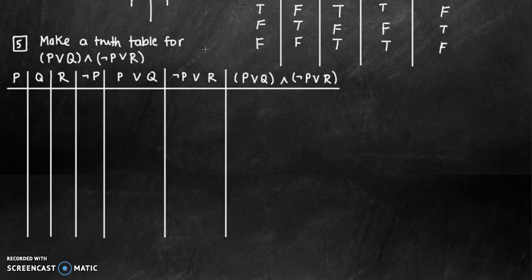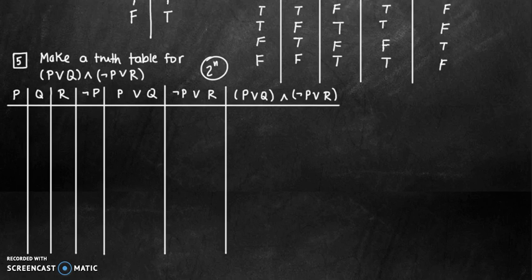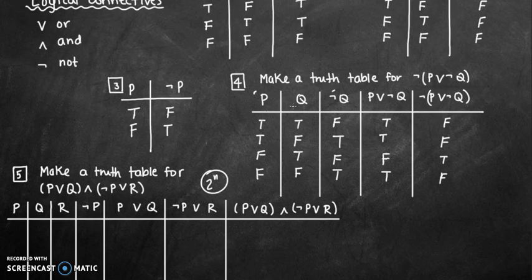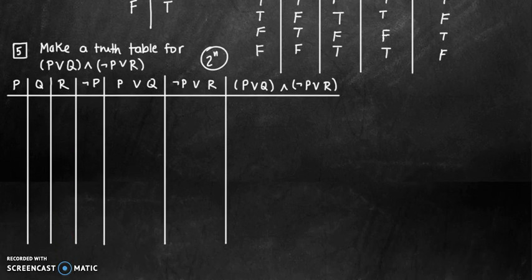If you have n number of variables, the number of rows that you'll need for your combinations is going to be 2 to the n. Notice how before we had only 2 variables, P and Q, so 2 to the 2 is 4, so we had 4 rows listed here. Now that we have 3 variables, n is equal to 3, so 2 to the 3 is equal to 8. So you're going to have 8 rows here.